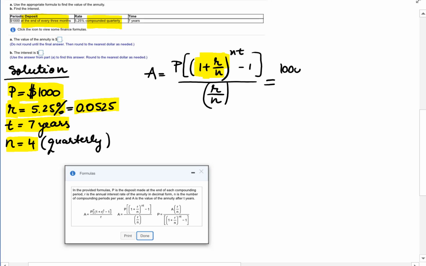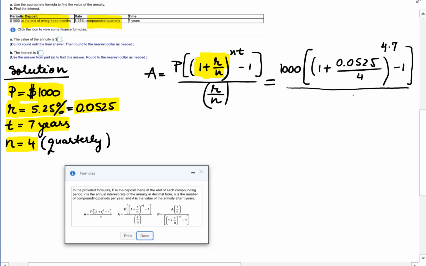So we have $1,000 times 1 plus R is 0.0525 over N. And it's 4 because it says compounded quarterly. If it said compounded monthly, we would have put N equals 12. If it said yearly, we would have put 1, and so on. Everything raised to N, which is 4, times T, which is 7, minus 1, close parentheses, over 0.0525 over 4.